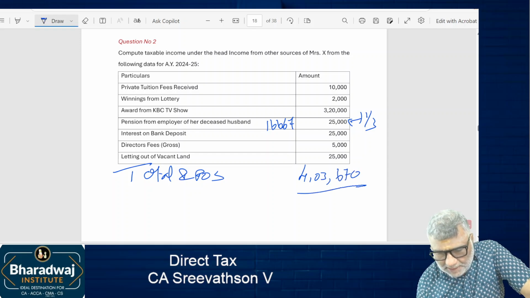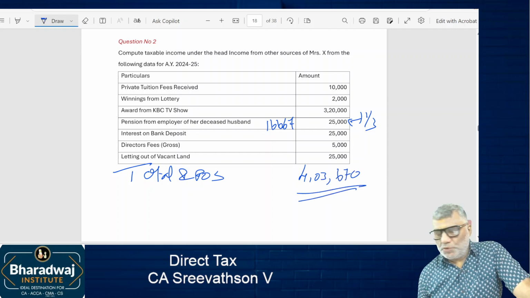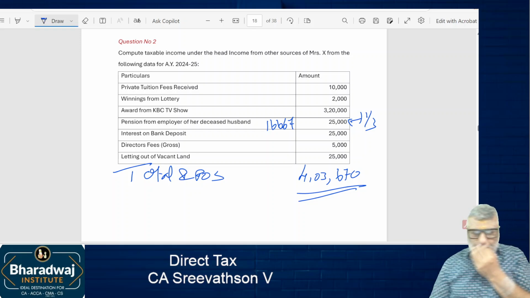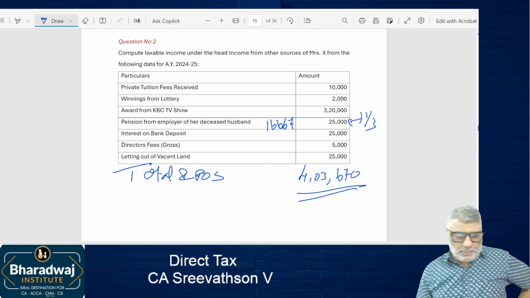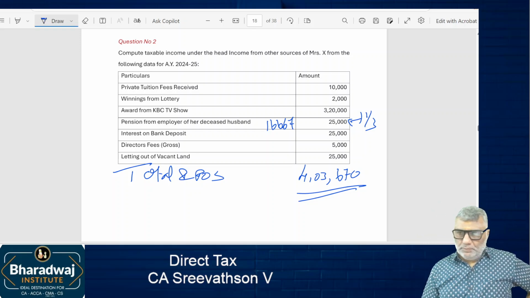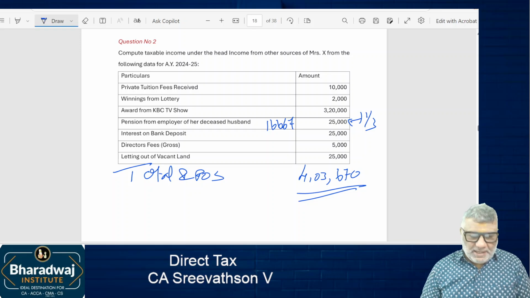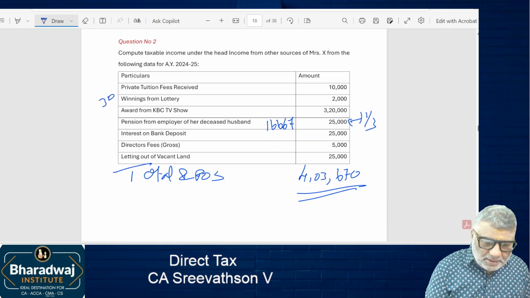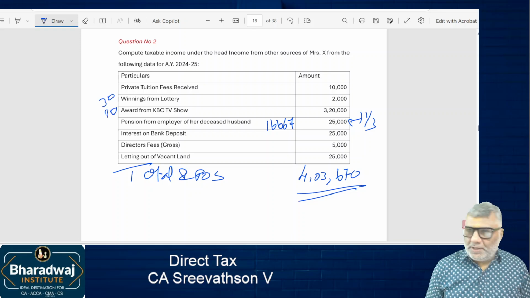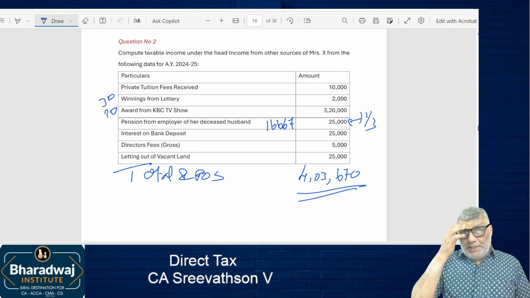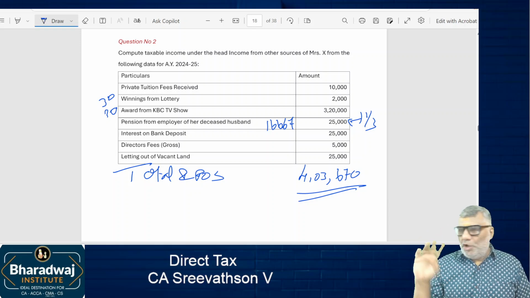670. I will keep it as 4,03,670. Okay, friends, we all know that this is taxable at 30%. If at all they have given the amount as net, we know how to gross it up.